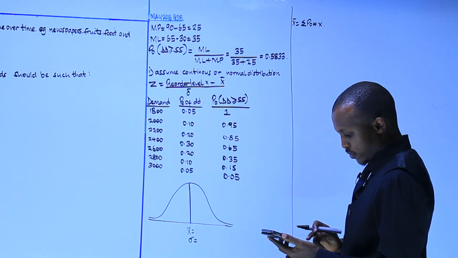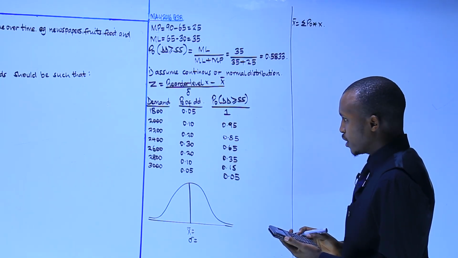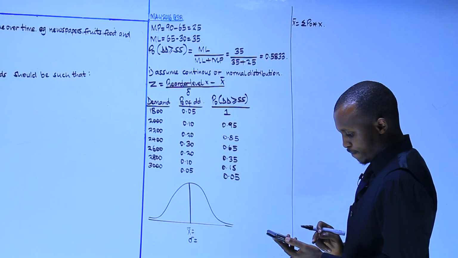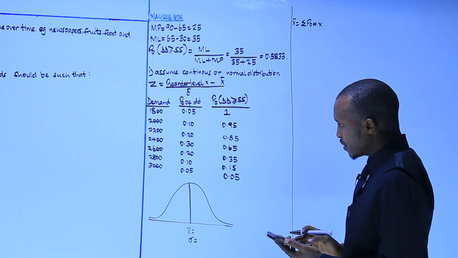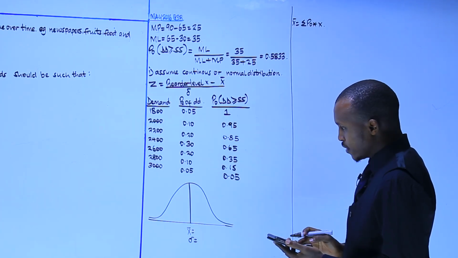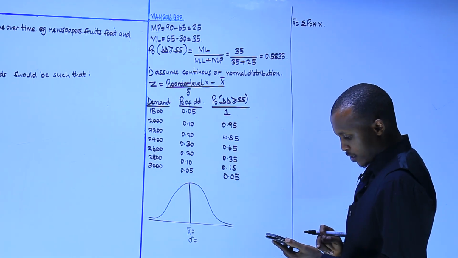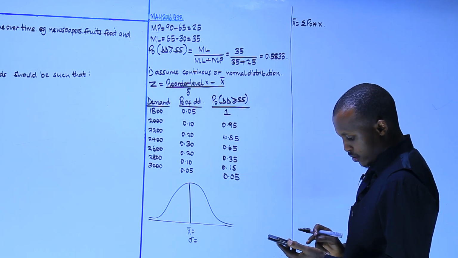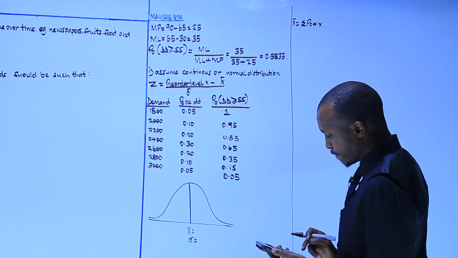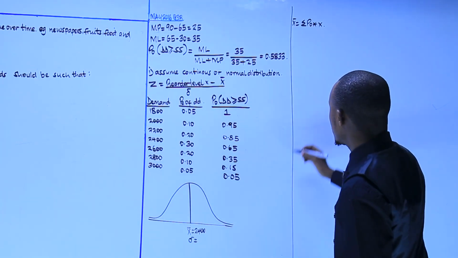1800 times 0.05 plus 2000 times 0.1 plus 2200 times 0.2 plus 2400 times 0.3 plus 2600 times 0.2 plus 2800 times 0.1 plus 3000 times 0.05. So your mean is 2400. Your mean is 2400.